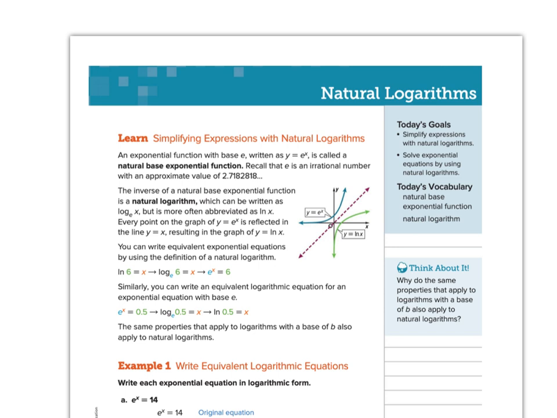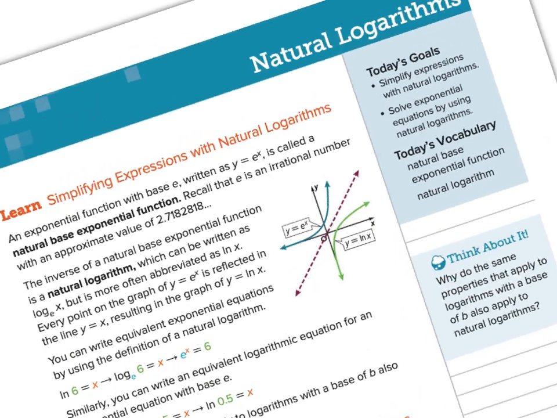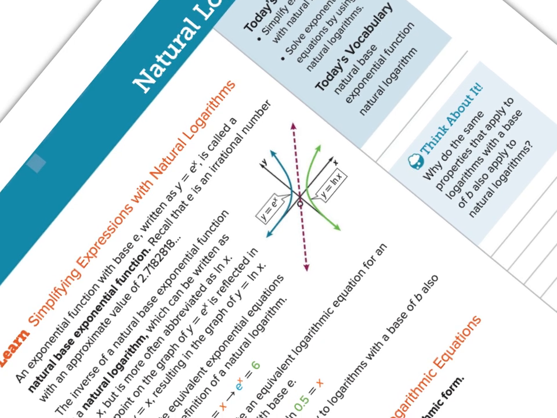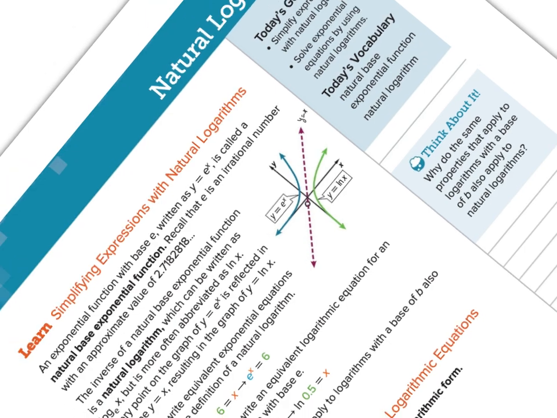So just in the beginning here, an exponential function with base e, written as y equals e to the x power, is called the natural base exponential function. What is the value of e? It's that irrational number, Euler's number. Looking at my diagram here, hopefully you can see that the natural base exponential function and the natural log are inverse operations, as they are reflections over y equals x, which shows us our inverse relationship graphically.